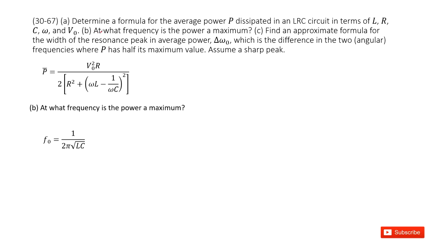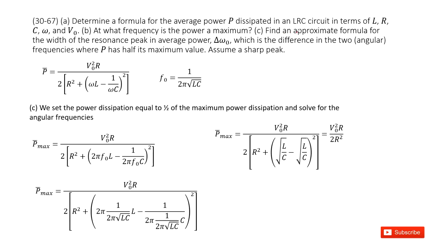The second part: at what frequency is the power maximum? The frequency where power is maximum is called the resonant frequency, right? The resonant frequency you can directly find in the textbook, 1 over 2 pi square root of LC. The next one: find an approximate formula for the width of the resonance peak in average power. So what is the difference in the two frequencies where P has half of its maximum value?